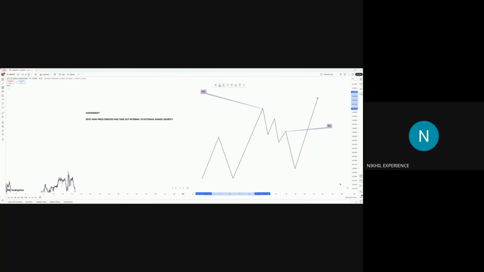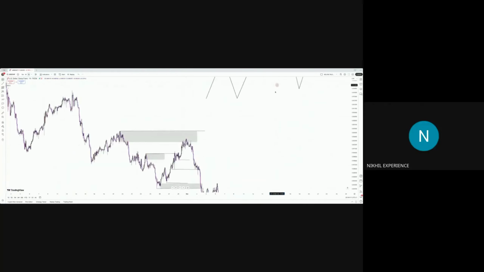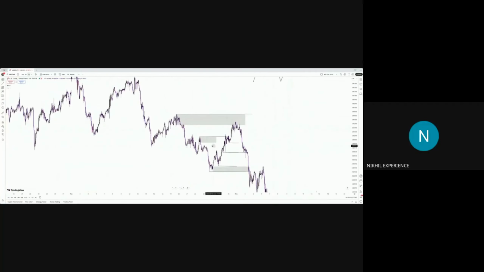Somebody said confirming swing low and swing high is becoming confusing again. No, it shouldn't be confusing at all. Let me show you. This is a swing high, swing low. Simple.